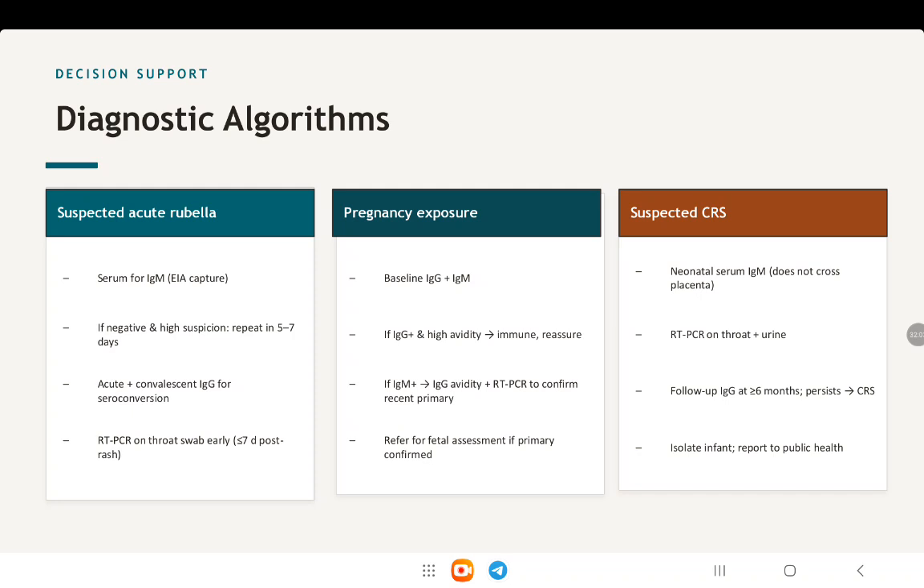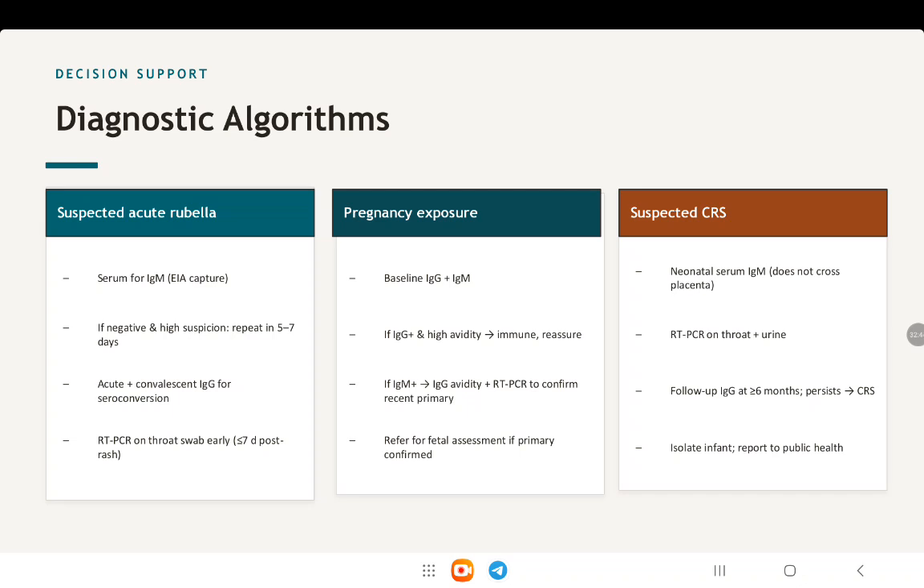Here, the diagnostic algorithms. The slides show the laboratory approach to the different clinical situations: suspected rubella, pregnancy exposure, and suspected congenital rubella syndrome. For suspected acute rubella, we test IgM. If negative, or if suspicion is high, repeat after 5 to 7 days. We also test IgG for acute-convalescent seroconversion. We can also test by PCR on a throat swab or urine.